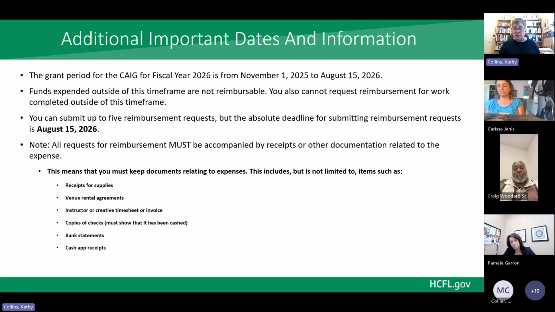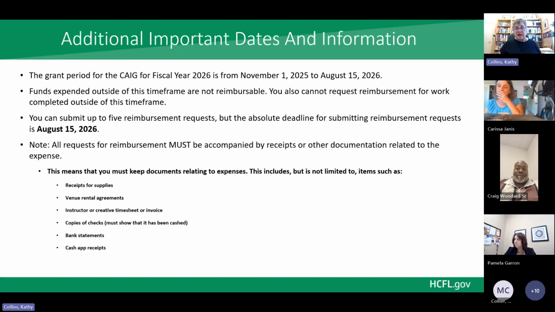So, for example, if in your budget you ask for reimbursement for supplies, you're going to have to keep receipts for the supplies that you buy beginning on November 1. Or if you have a venue rental, it can begin November 1, but you have to keep documentation to show what you're paying, who you paid, and when you paid for it.